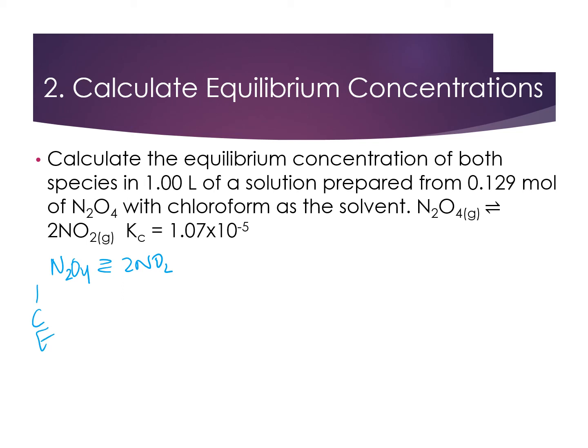And I am told that my initial concentration is 0.129 moles per 1 liter, so 0.129 molar. I don't have any NO2, which means this has to shift right, so minus x, plus 2x because of that coefficient of 2. So then my equilibrium values are 0.129 minus x, and then 0 plus 2x, which is just 2x. So now I'm going to write my K expression.